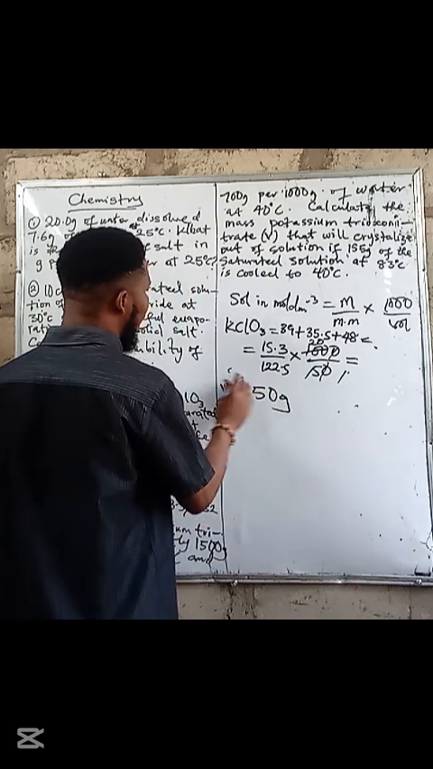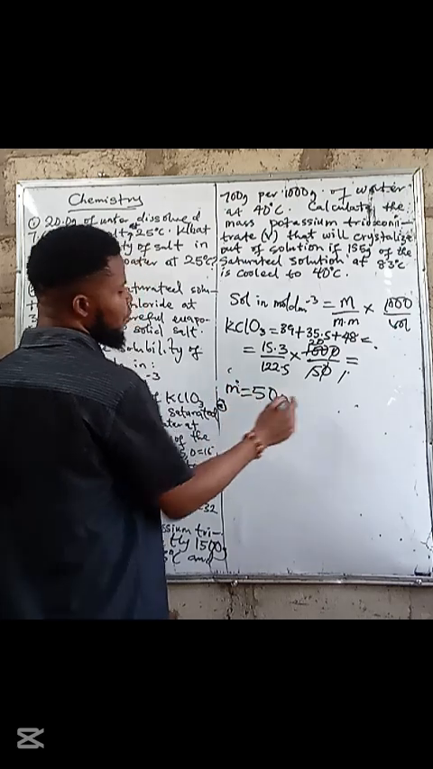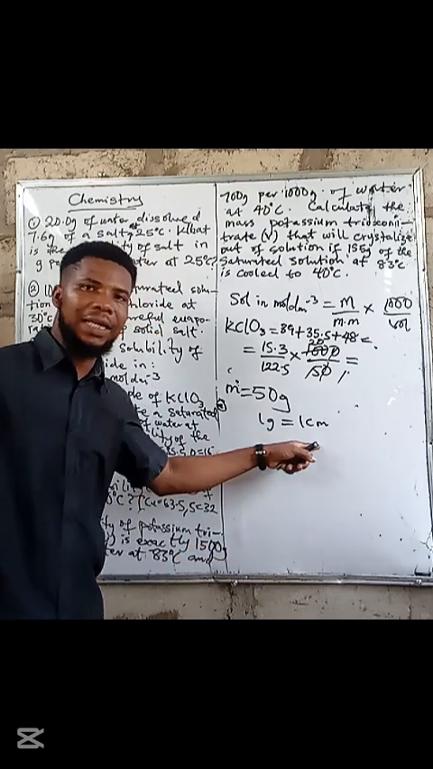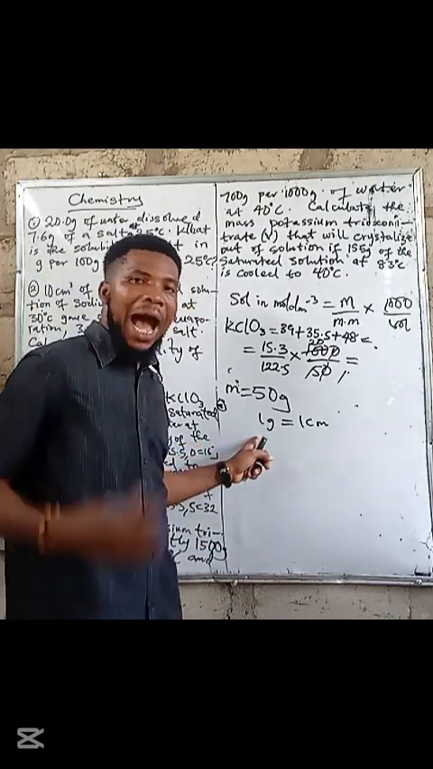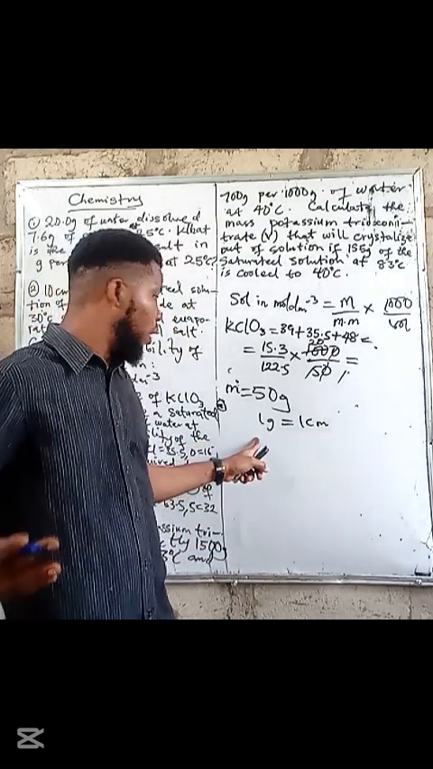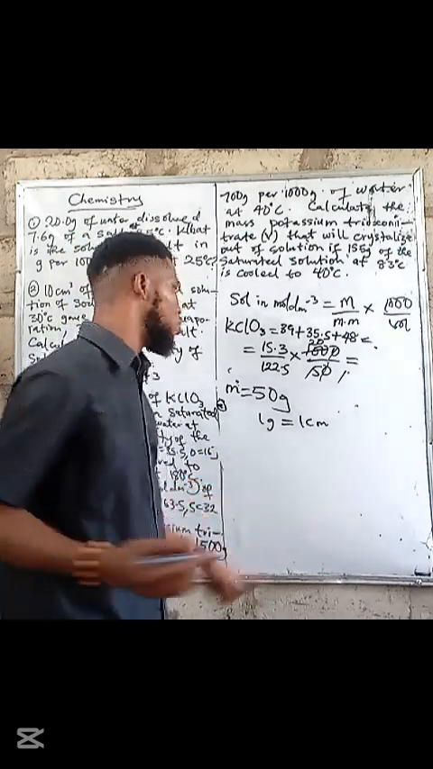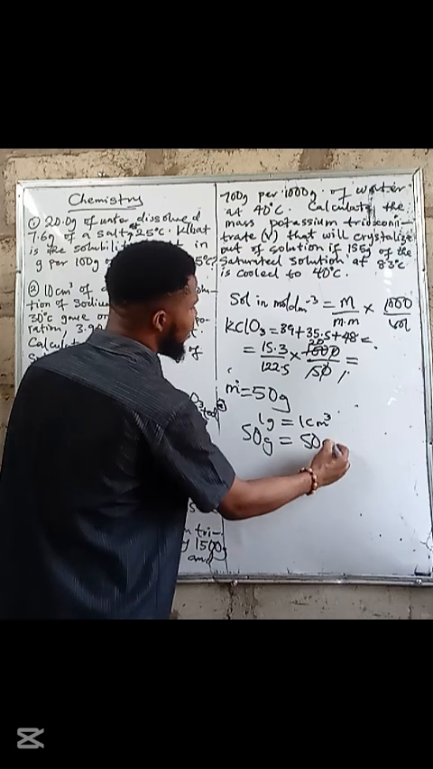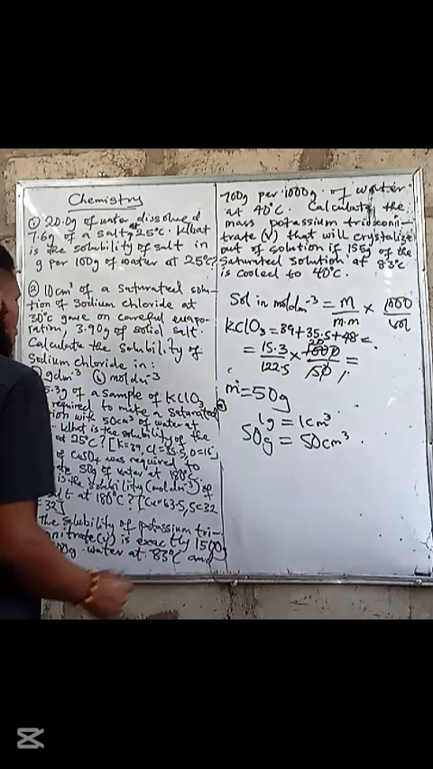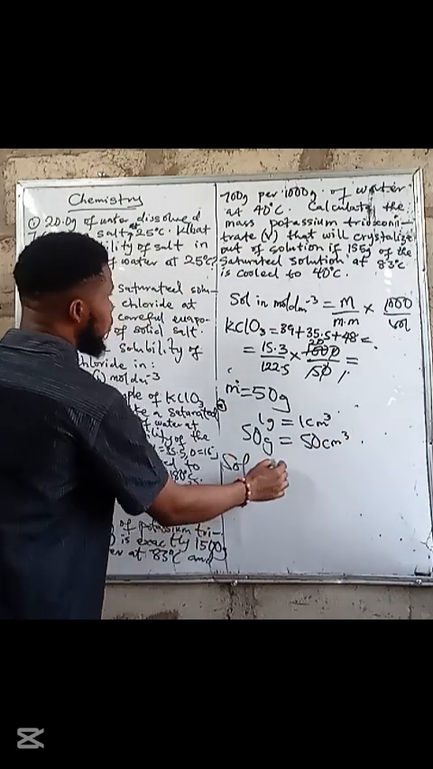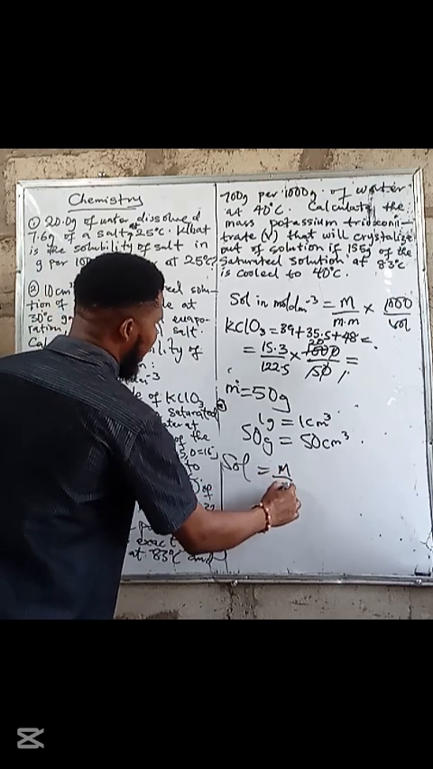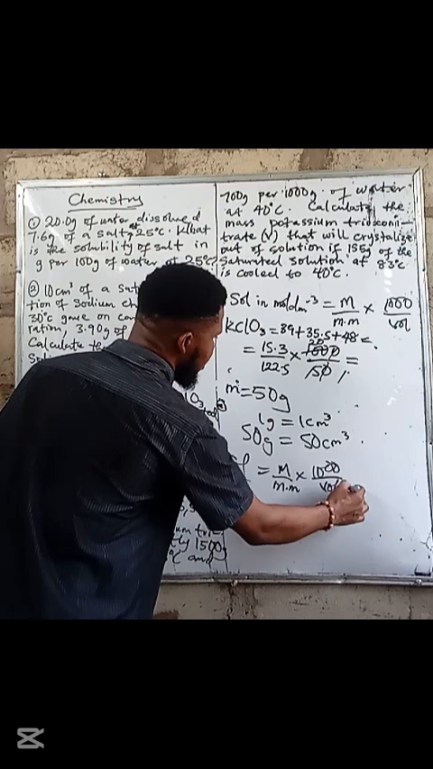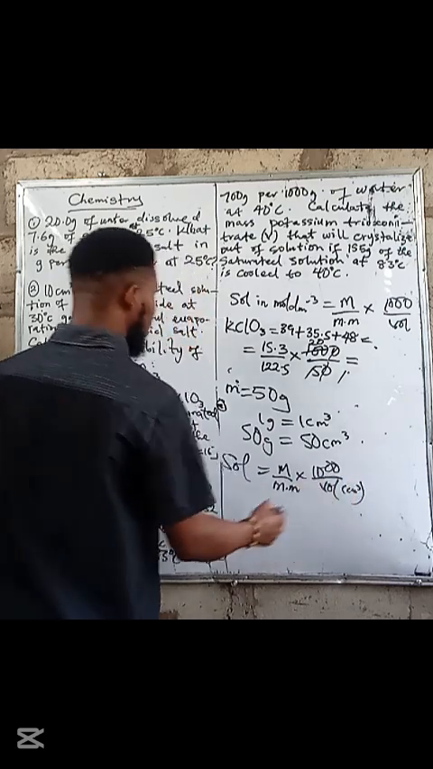The mass of water is 50 grams. Now 1 gram is equivalent to 1 cm³. Please understand, whenever they give you grams of water, I expect you to convert it to volume. It will be 1 gram per 1 cm³. So 50 grams is 50 cm³ automatically. So the solubility will be mass over molar mass times 1000 over the volume in cm³. Just like this one.